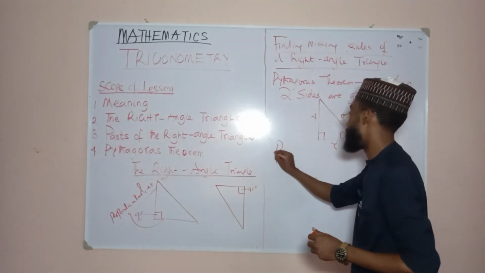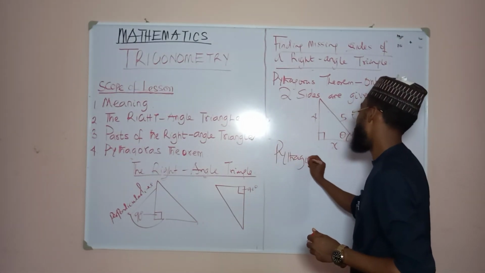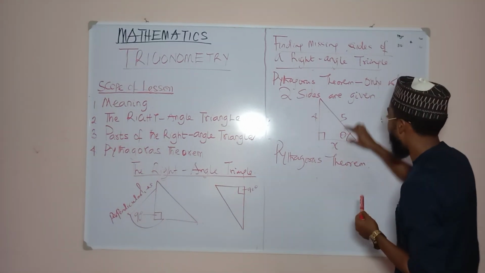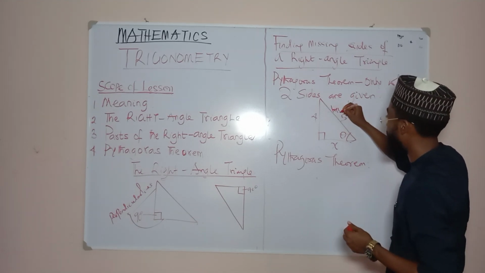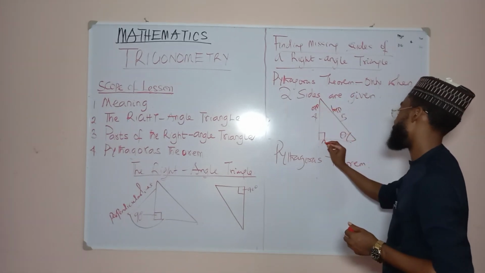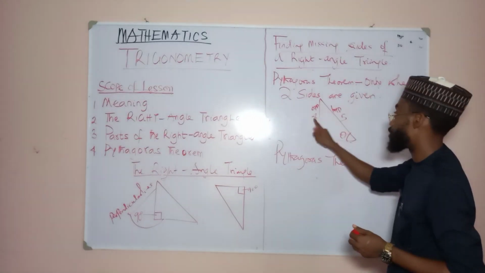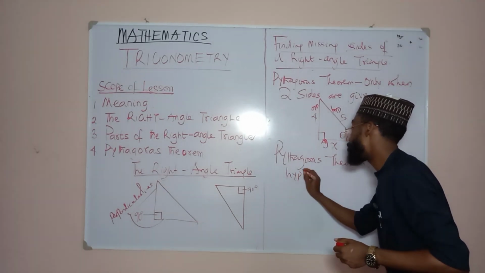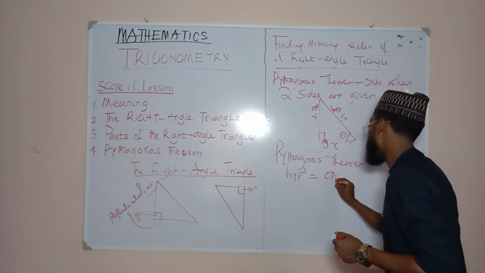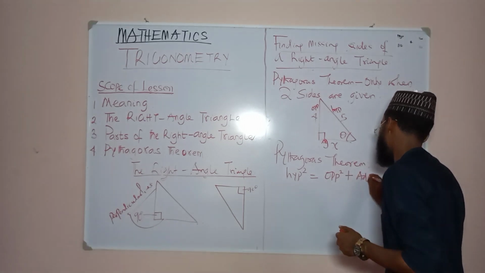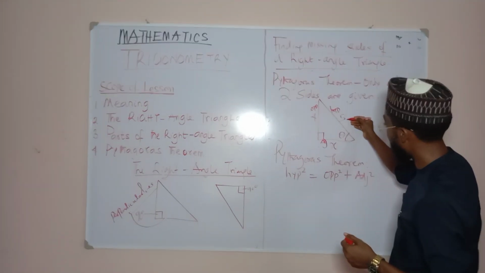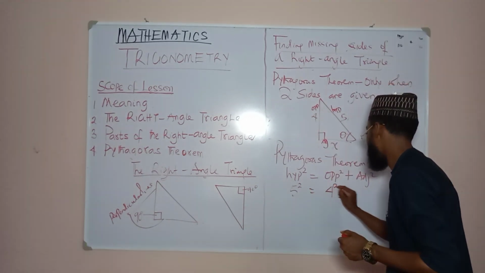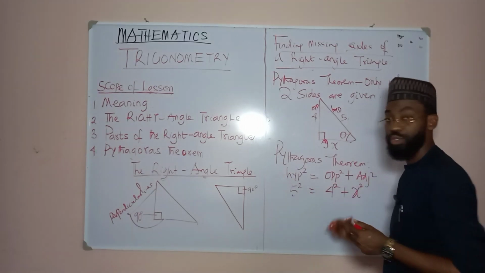Now, what does Pythagoras theorem say? We're not going to pick so much grammar, we're just going into it mathematically. The Pythagoras theorem says that the square of the hypotenuse, remember that this is my hypotenuse, this is my opposite, and this is my adjacent. The square of this side is equal to the sum of the squares of the other sides. So, Pythagoras says that hypotenuse square is equal to opposite square plus adjacent square. The hypotenuse square there is your 5 square, equal to opposite square, which is 4 square, plus the adjacent square, which is x, what we are looking for.